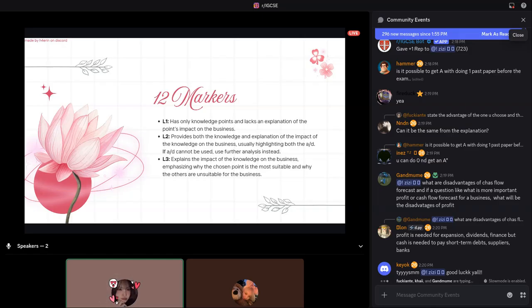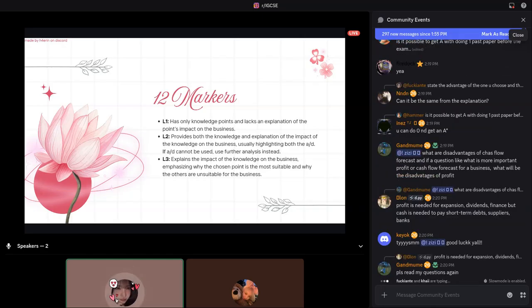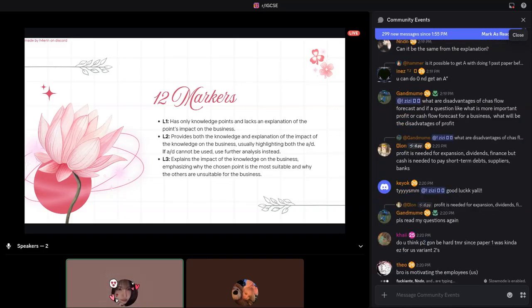What are the disadvantages of cash flow forecast? And if a question like what is more important, profit or cash flow forecast for a business, what will be the disadvantages of profit? I'm very sorry, it will take very long to explain. We only have 10 minutes left. Profit is needed for expansion and dividends. Importance of profit: source of finance, indicator of success, reward of risk taking, and reward of enterprise.